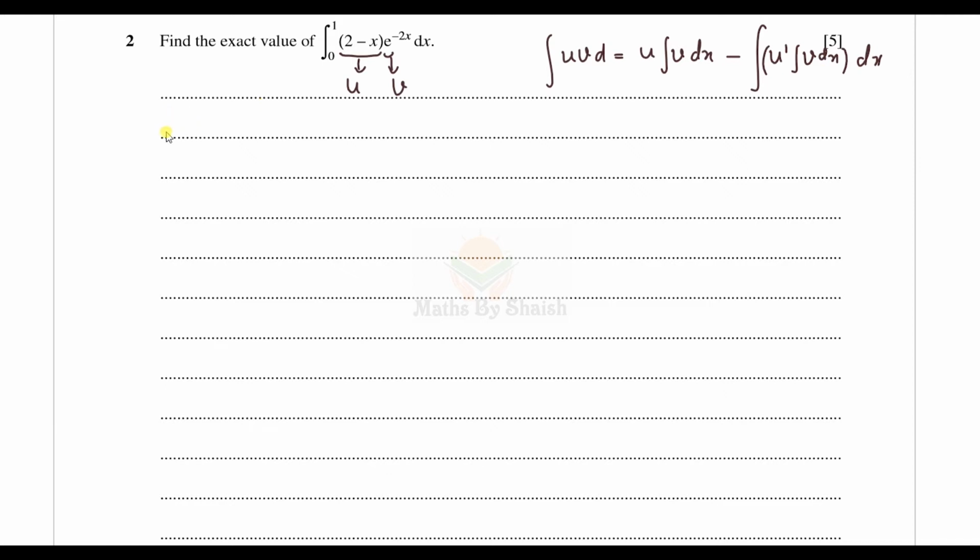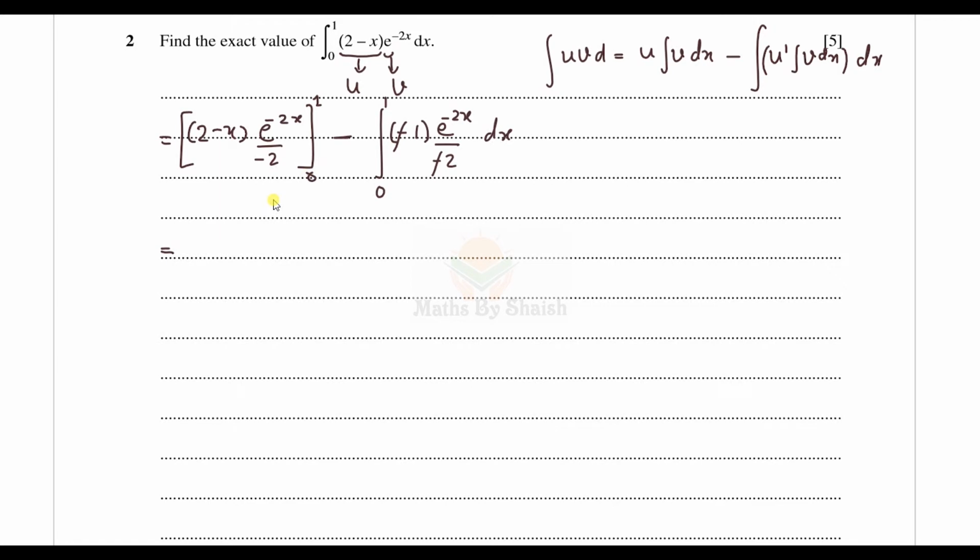It is going to be 2 minus x as it is, and integration of e raised to the power minus 2x is e raised to the power minus 2x upon minus 2, with the limit 0 to 1, minus integration from 0 to 1 of the differentiation of 2 minus x, that is minus 1 only, and again integration of e raised to the power minus 2x, which is e raised to the power minus 2x upon minus 2, dx. These two got cancelled, and now we'll simplify it more.